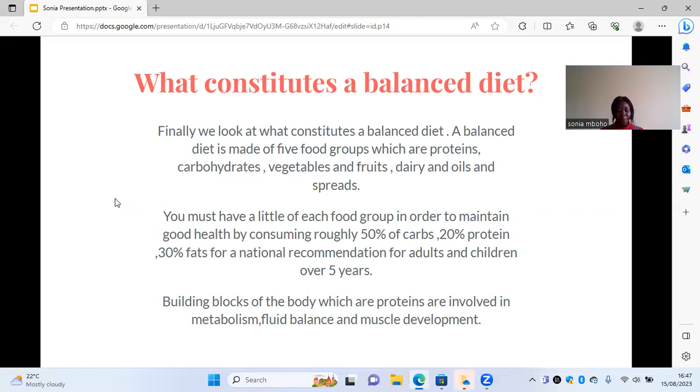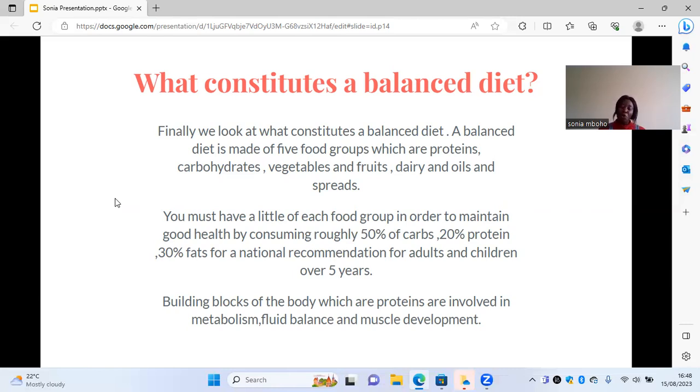Carbs increase concentration and coordination, and produce enough energy to get through the day. Carbs we get from rice, pasta, and potatoes. Vegetables and fruits have fiber, and they help to lower blood cholesterol and give vitamins, minerals, and antioxidants. Dairy products increase our calcium for bones and hair, and we get dairy products from milk, cheese, and so on. And then we need a bit of fat in our bodies, that is unsaturated fat, like oil, which is very good for us.